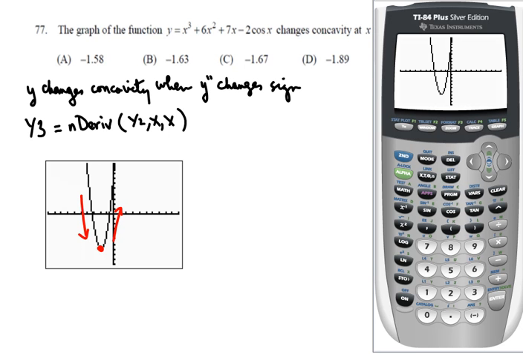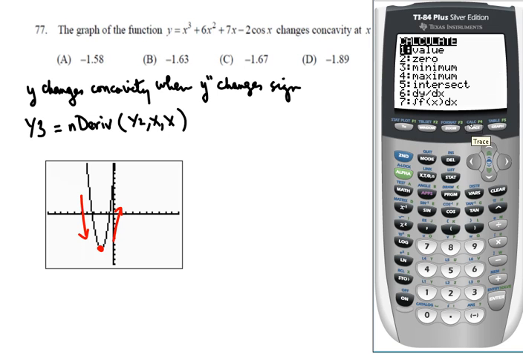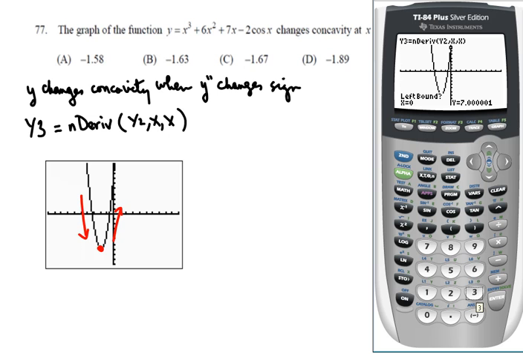So now if I go back to the calculator, what I'm looking for is a minimum. I get that by going second, calc 3 for minimum, and I go back to the left, then a little to the right, and a guess, and I end up with an x value of negative 1.89. And so that is the answer to this.